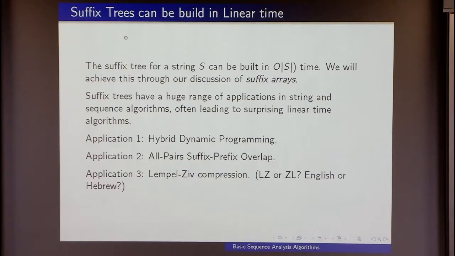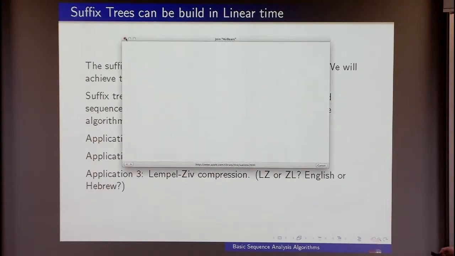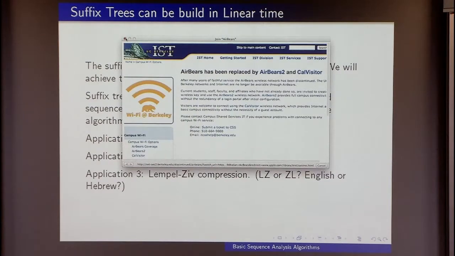All right, so I said a suffix tree for S can be built in order |S| time. And there should be a parenthesis there. We'll achieve this through our discussion of suffix arrays, which will come after I tell you more about suffix trees.